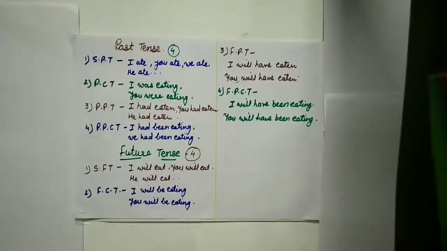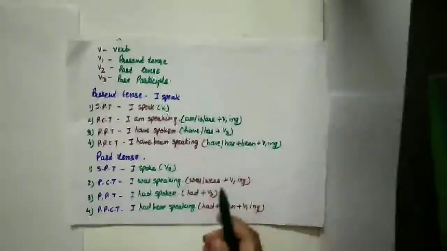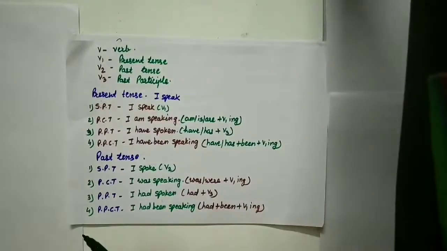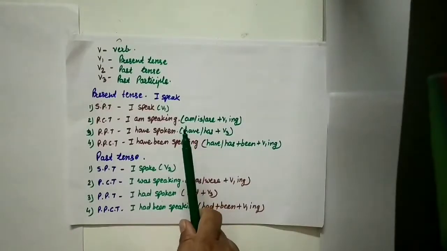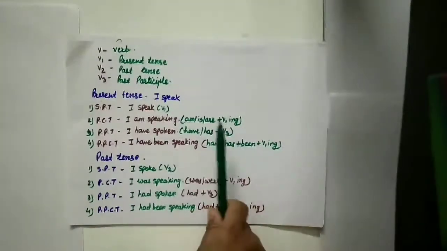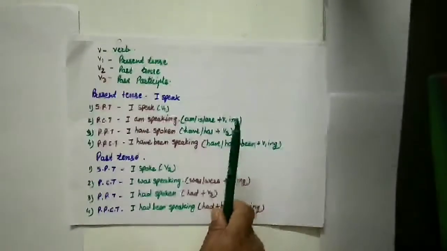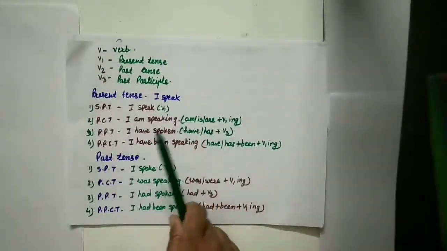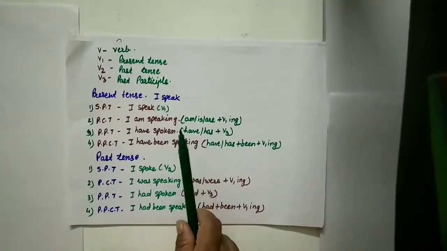Next we'll see about the verb. Now here, we are going to learn how to convert one given sentence into 12 tenses. Just now we have studied 12 tenses: present tense 4, past tense 4 and future tense 4. Altogether 12 tenses. So we are going to convert one sentence into 12 tenses.